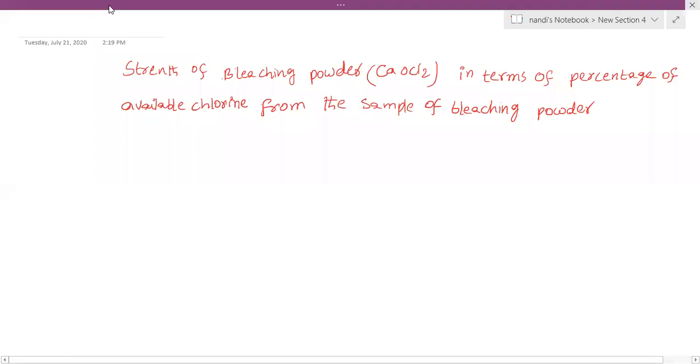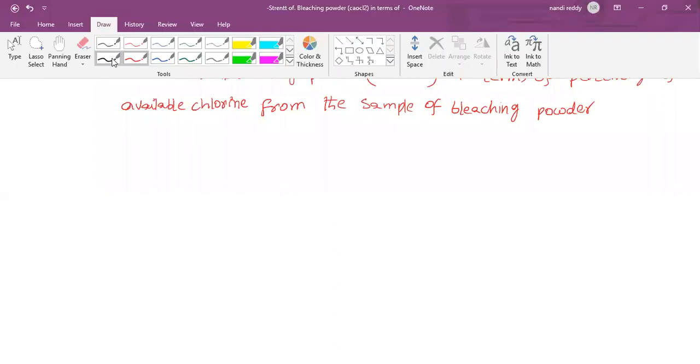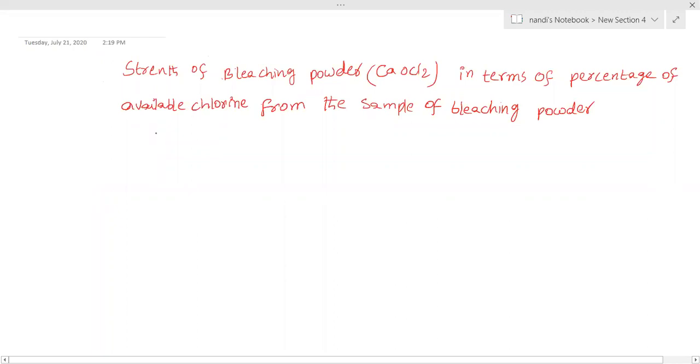This is only siding. So I'm giving reactions. What is going to happen here? If you are heating bleaching powder, CaOCl2 will give CaO plus Cl2. This is called available chlorine. This is the bleaching powder main composition. When we are heating, I am getting Cl2. How much Cl2 is available? Because the Cl2 acts as bleaching powder, it is going to kill germicides.